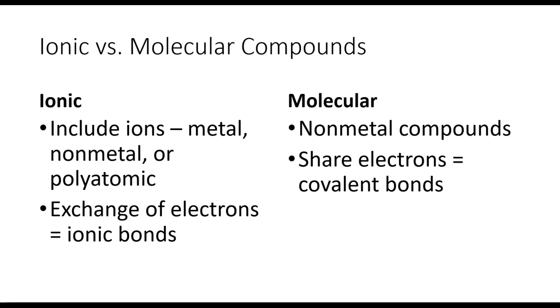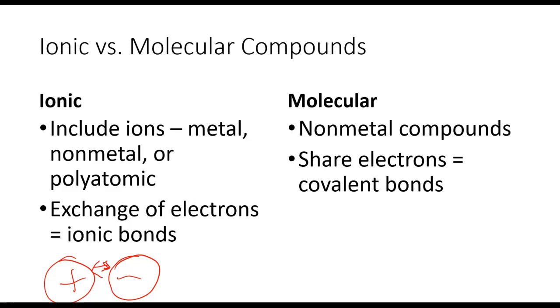So one of the atoms loses electrons, another gains electrons, and this creates a bond because if you have something that's positive and something that's negative, they're going to be attracted to each other.